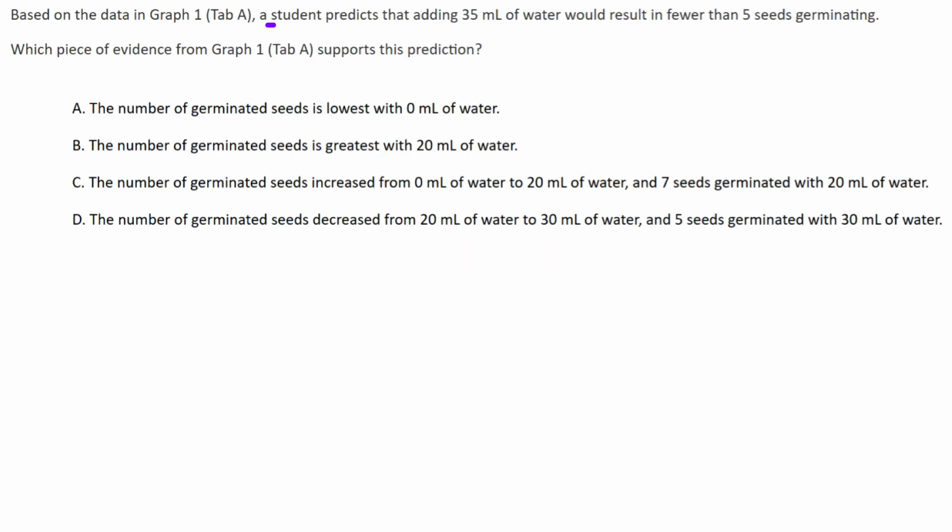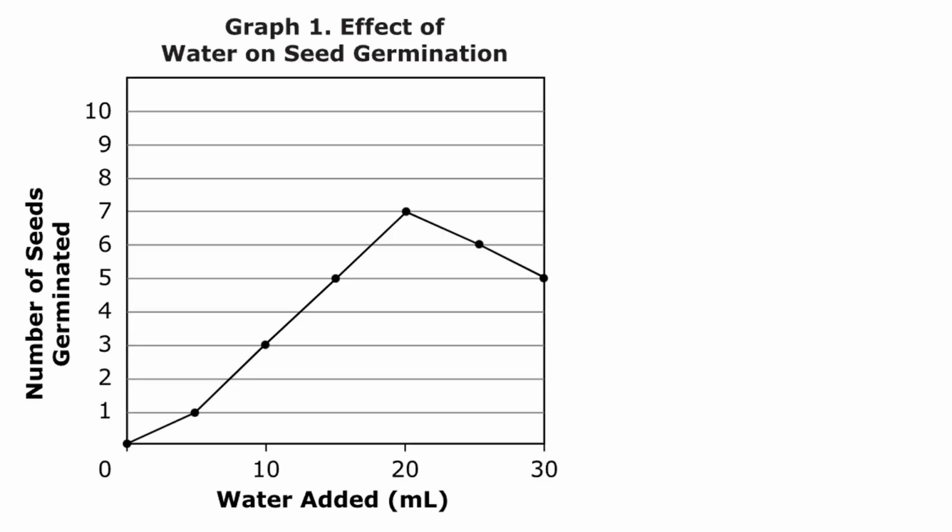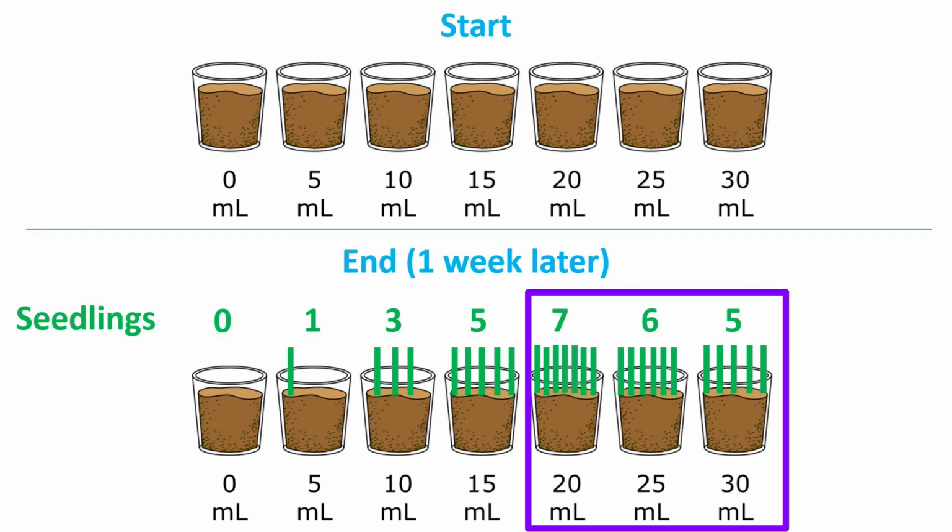The question says that a student predicts that adding 35 milliliters of water would result in fewer than 5 seeds germinating. As we learned in question 2 of this series, and also in the video on line graphs, this line has a downward trend. More specifically, as more than 20 milliliters of water is added to a container, there are fewer seedlings in that container a week later. We can also see this trend in the picture. As the amount of water went from 20 to 25 to 30 milliliters, the number of seedlings dropped from 7 to 6 to 5. Maybe too much water harms the seeds.